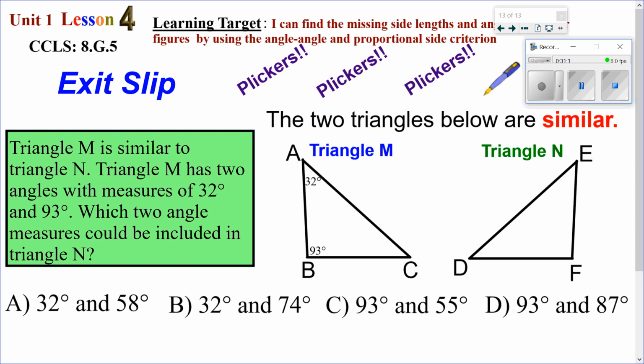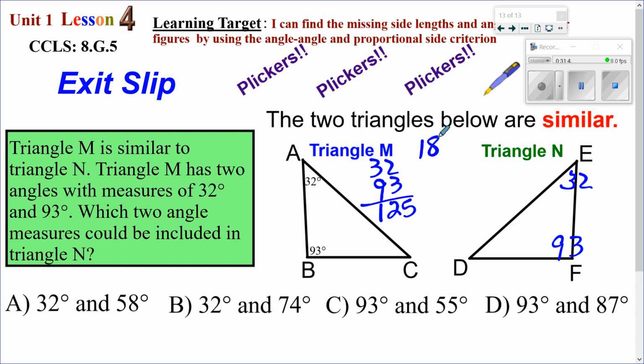Well, we know that angle A corresponds to E, so corresponding angles are equal in measure, so we write a 32. We know B is 93. F corresponds to B, so we know that's 93. So now we need to find angles C and D. First, you have to find the three angles of the triangle. We know a triangle is 180, so let's add the 32 and the 93, and I get 125.